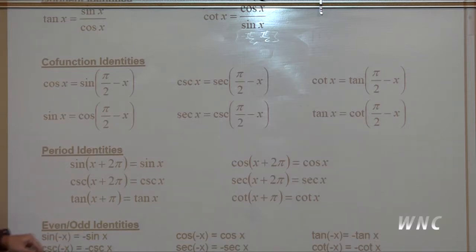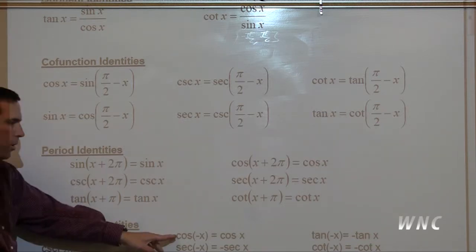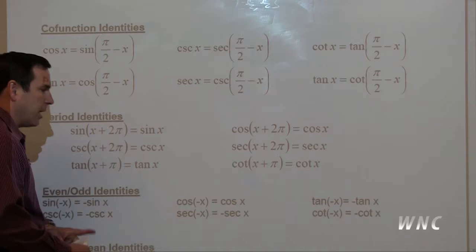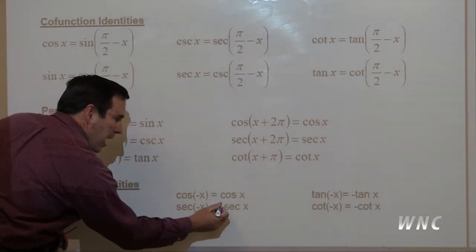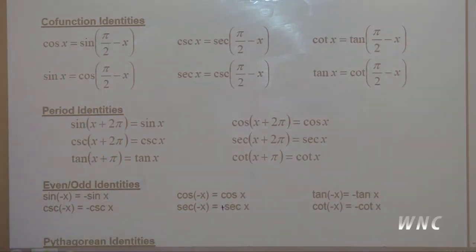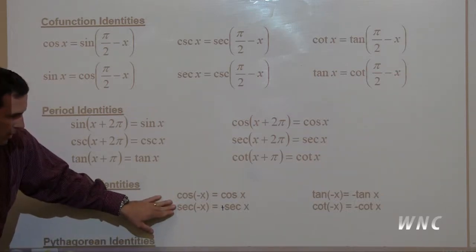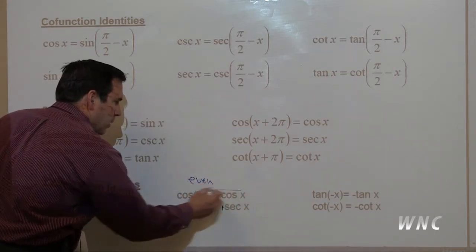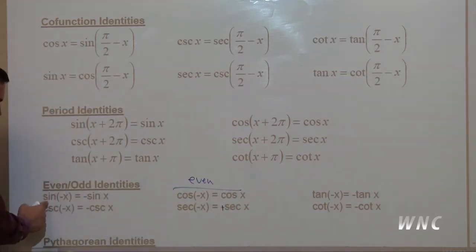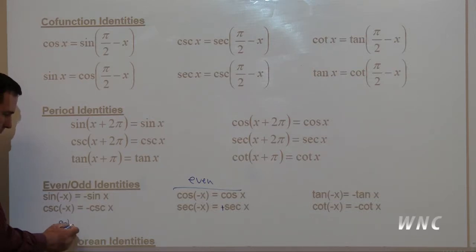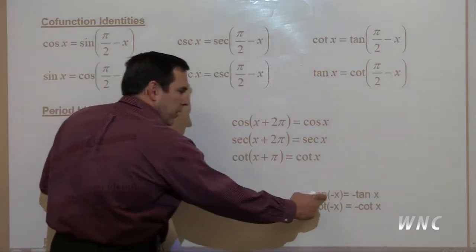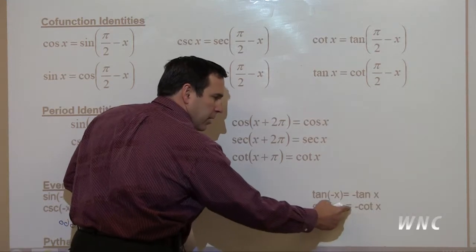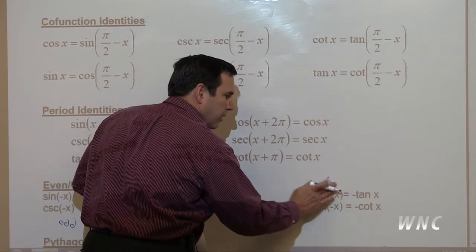Even and odd identities. Sine of negative x is negative sine x. Cosecant of negative x is negative cosecant x. Now cosine of negative x is cosine x. And here's a typo. Secant of negative x is positive secant of x. That's an important correction to make. The point is that cosine and secant are even functions. Whereas sine and cosecant are odd. Tangent of negative x is negative tangent of x, and cotangent of negative x is negative cotangent x. These are also odd functions.